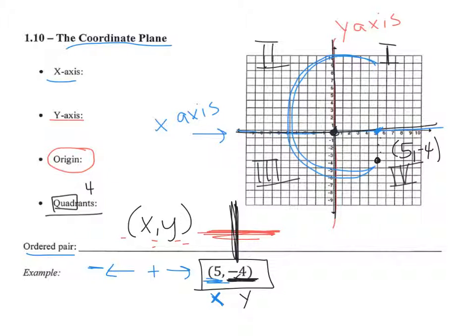That is my coordinate. It's called a coordinate, or it's also called an ordered pair. Either way is fine.